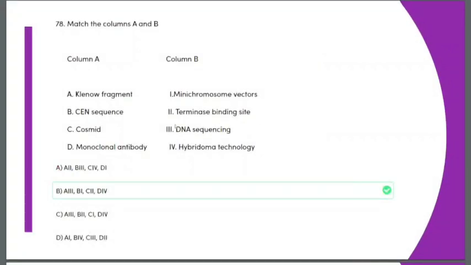78th question, again a matching type question. Clone fragment, it's DNA sequencing. CEN sequence, mini chromosome vector. Cosmid is terminus binding site, and monoclonal antibody is hybridoma technology.